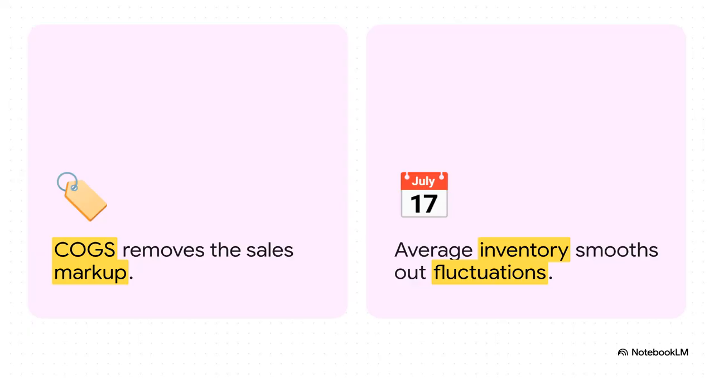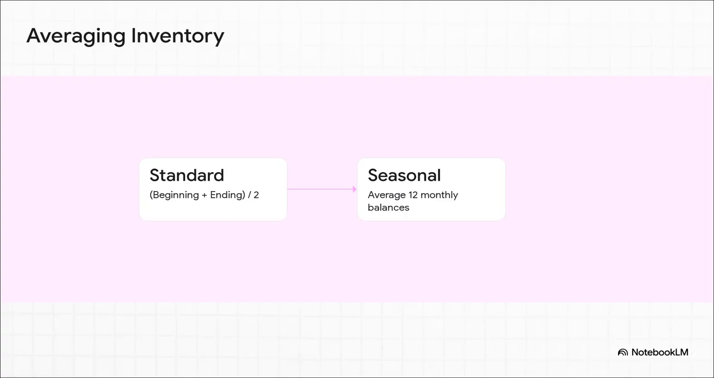Let's look at the numerator first. Why cost of goods sold? Well, remember that inventory is recorded on the balance sheet at its cost, not its selling price. If we use total sales, the profit markup would skew everything. So using COGS completely strips out that sales markup, matching up perfectly with the valuation of the inventory in the denominator. And as for using average inventory, that simply smooths out the natural ups and downs in stock levels that happen throughout the year.